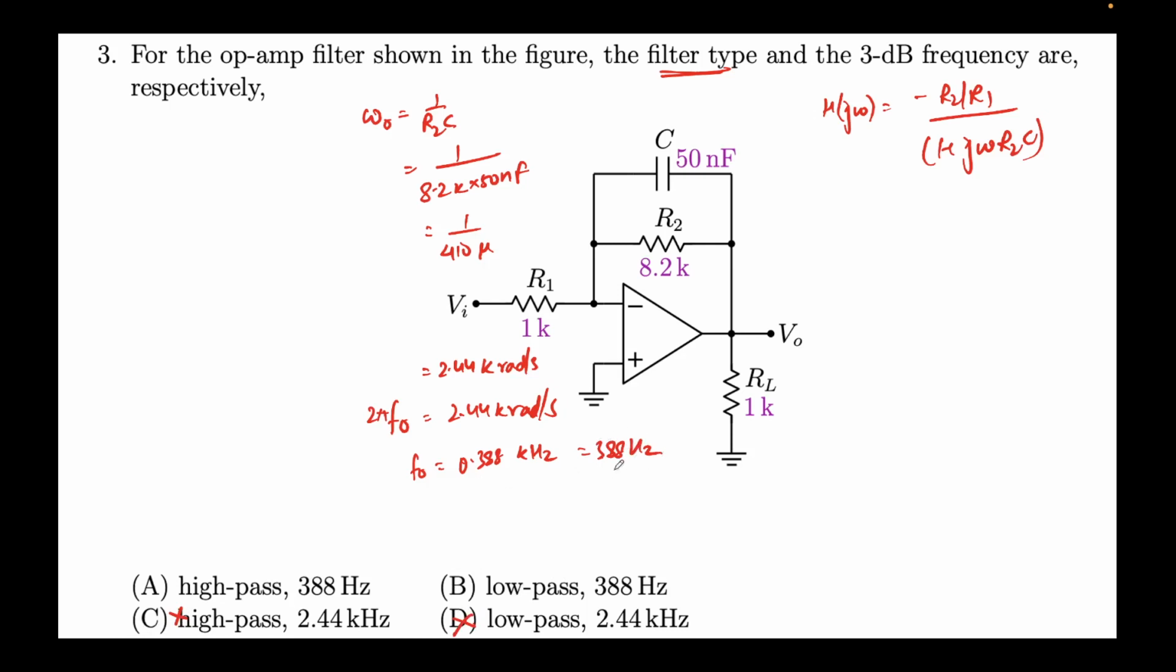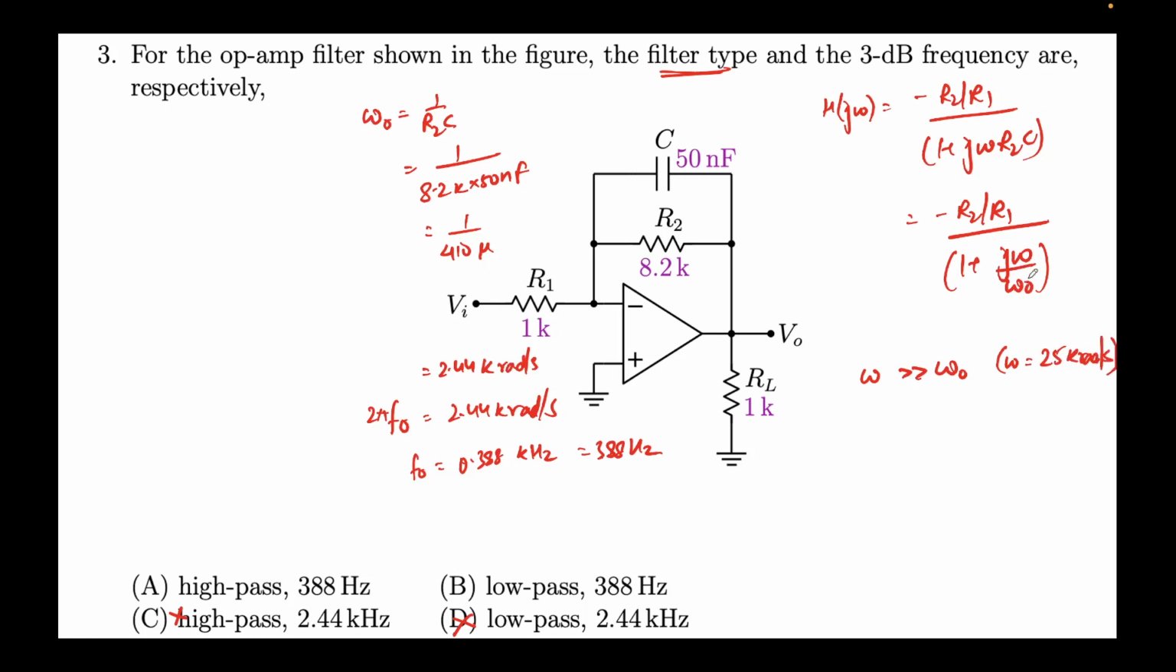What we now do is provide an omega much higher than 2.44K. The term is in the form minus R2 by R1, 1 plus j omega by omega naught, where 1 by R2C is omega naught. So I'm writing it in this form. Now I'll provide omega greater than omega naught. So let's say I provide 25 kilo radians per second.